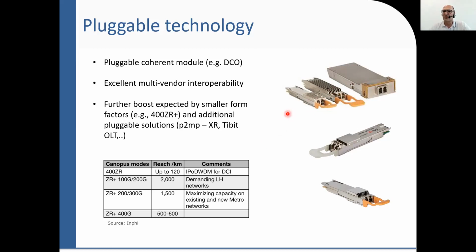There is also a very interesting evolution here, because there is not just point-to-point connection, but also point-to-multipoint connection, like the XR optics by Infinera, which is a point-to-multipoint technology, or the passive optical network solutions like from Tibit. They are all pluggable technologies. We are seeing the evolution to support 400 gigabit per second, and 800 gigabit per second are emerging. We still have some issues in the power levels, in the power consumption, but the technology is progressing. And so we expect that this will really lead the market of optical transmission in the next years.